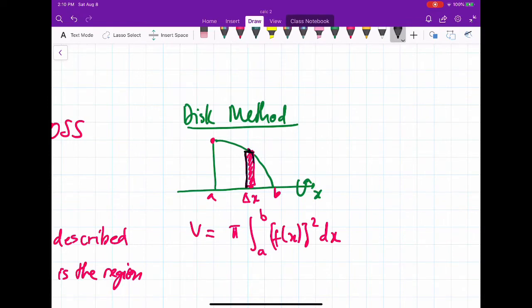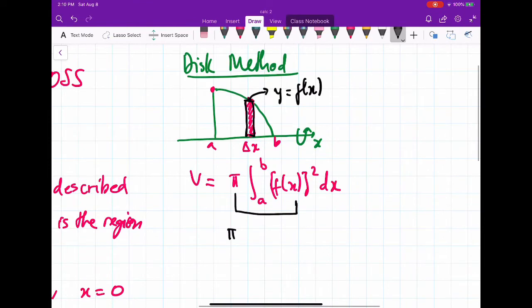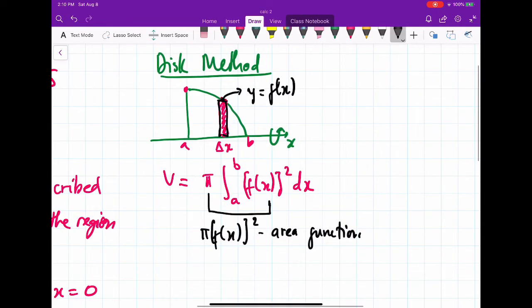So I have a rectangle here. This is y equals f of x. And we need to find what pi f of x squared is. Pi f of x squared is the area function. That is the area of the circle with radius equal to f of x. So if you fix some x here, you have a circle.